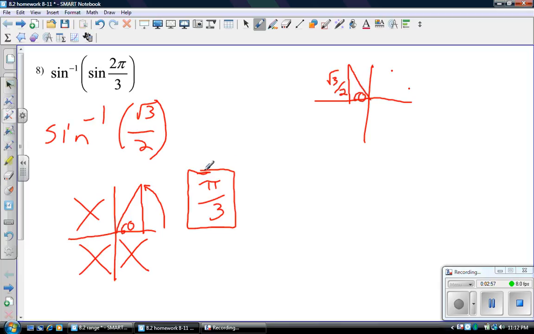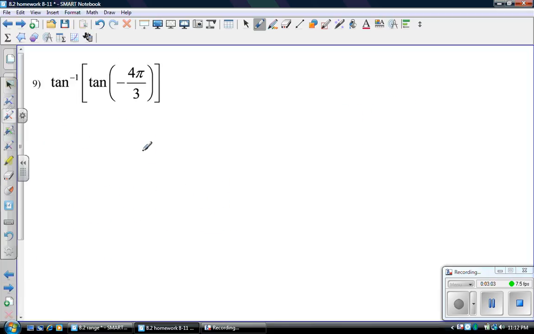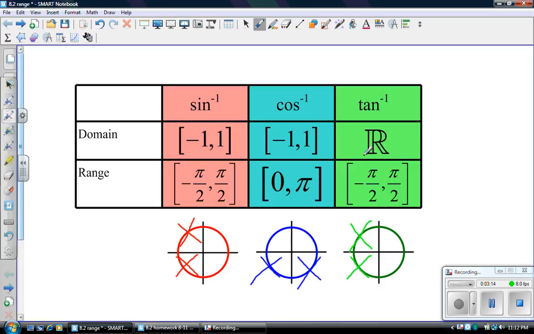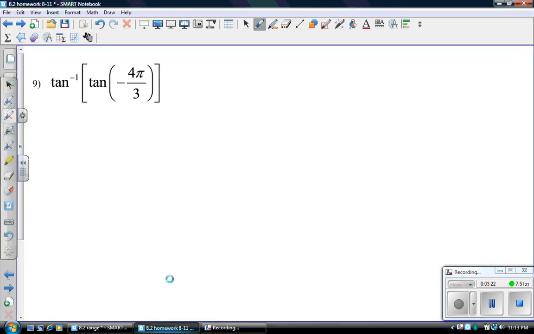Okay, so number 9. If I can get this to work. Come on. There we go. Okay, number 9, again, same kind of idea here. Inverse tan of the tan, you think they would cancel out, and I'd just be left with negative 4 pi over 3. Negative 4 pi over 3, though, is way lower than negative pi over 2. So that can't be the answer because it doesn't lie within the range of what an inverse tan problem should be. So I'm going to do this like a normal problem.